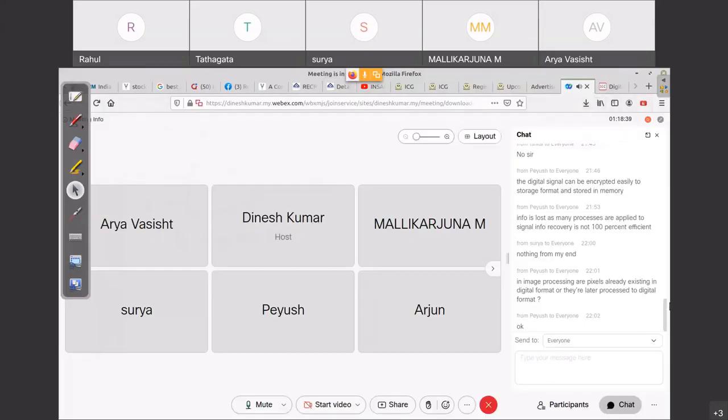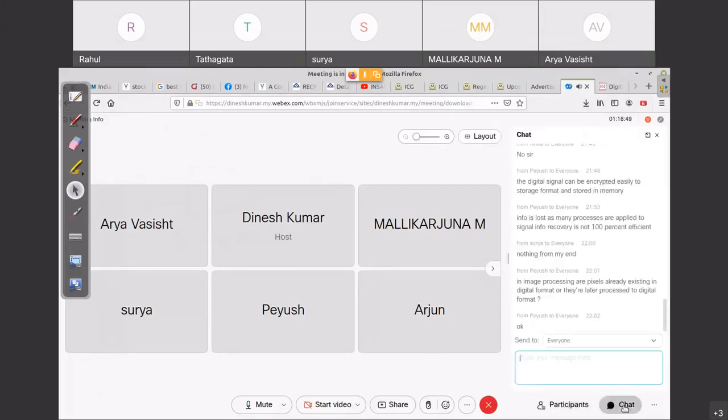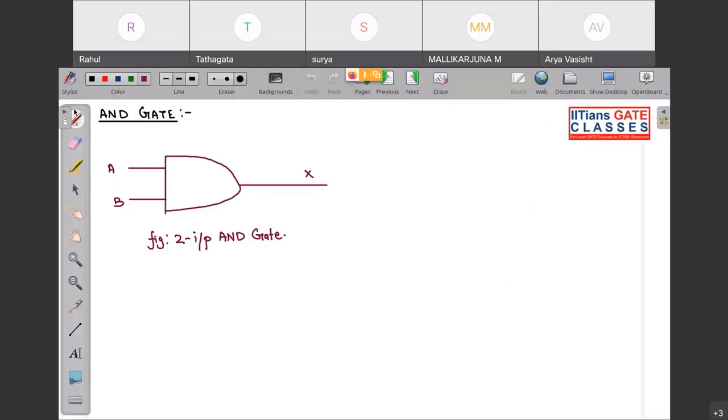Anyone want to say anything? What happened? You don't want to speak anything? You guys don't want to speak? What? We don't know AND gate or what? Come on, you guys know. You are studying since 11th class what is AND gate. Okay. So AND gate is a gate basically.